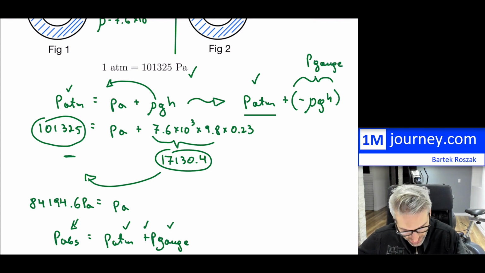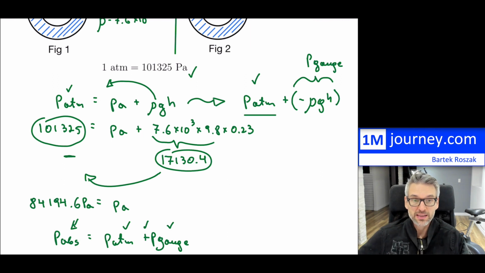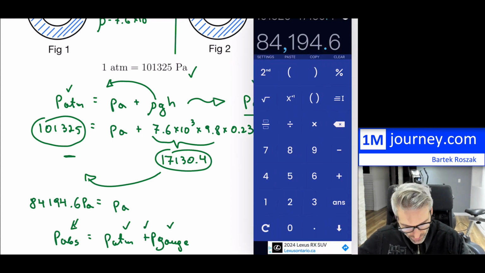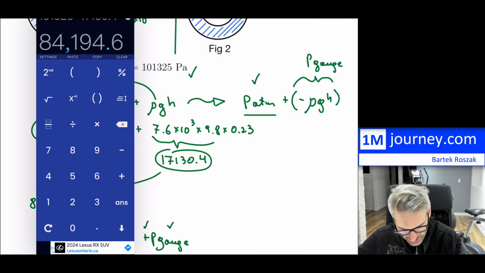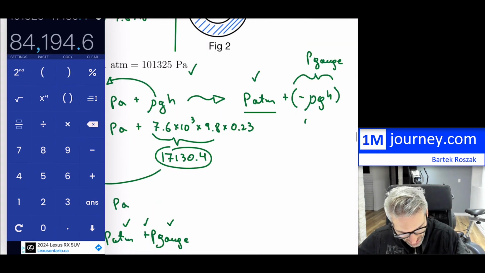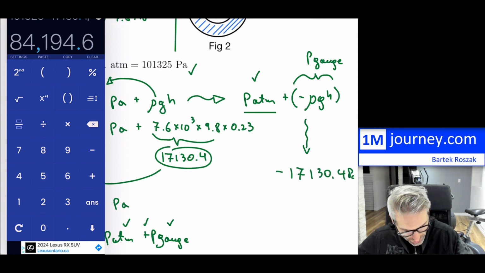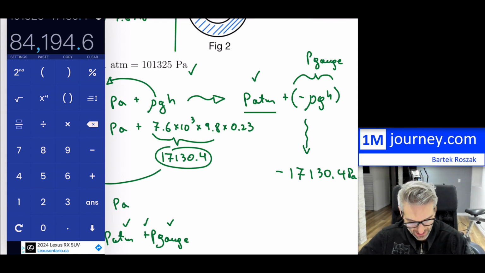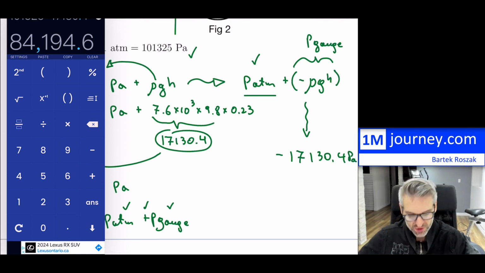Notice that because the plus is in there because I brought in the negative, that's going to be negative right there. So if I take this whole thing in here, my gauge pressure is going to be negative 17,130.4 pascals. Of course, you can round this to as many significant figures as you like. I'm going to leave it as is for the moment. So your gauge pressure is negative.